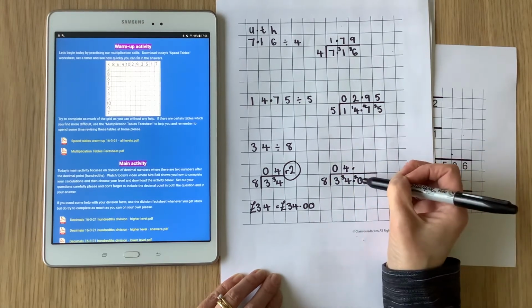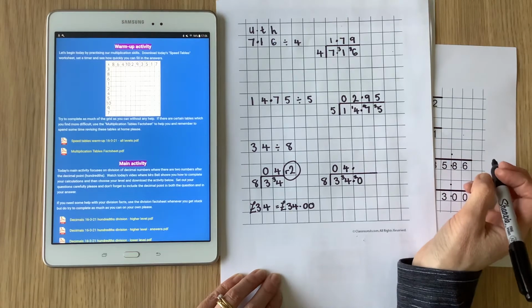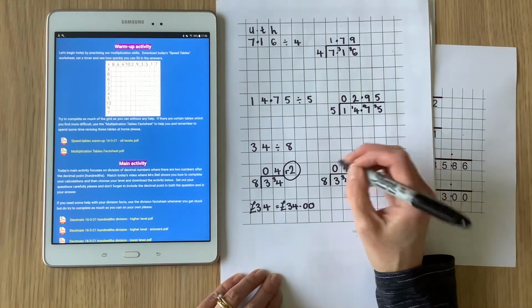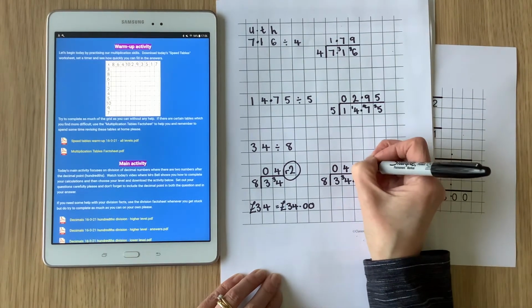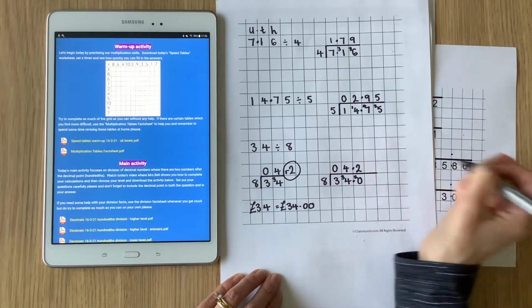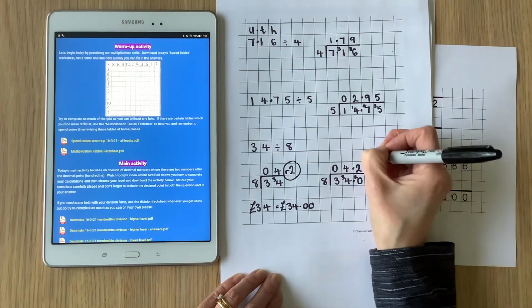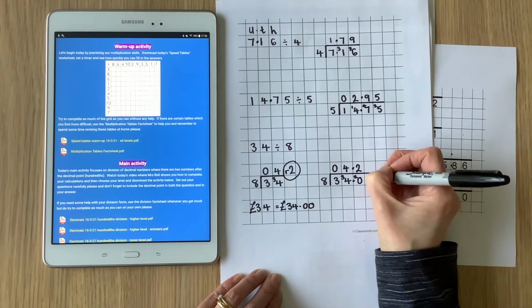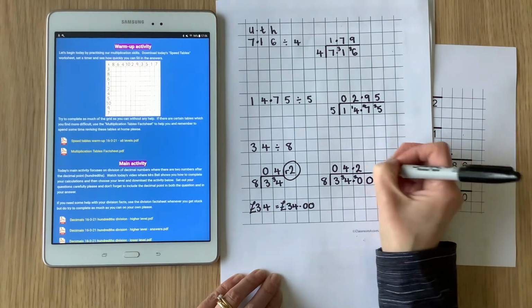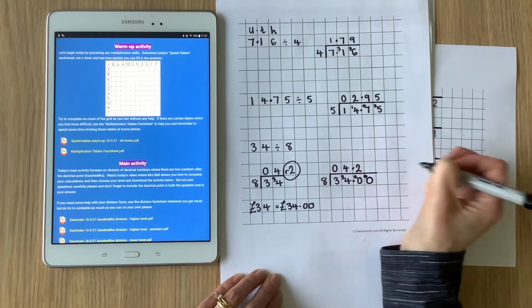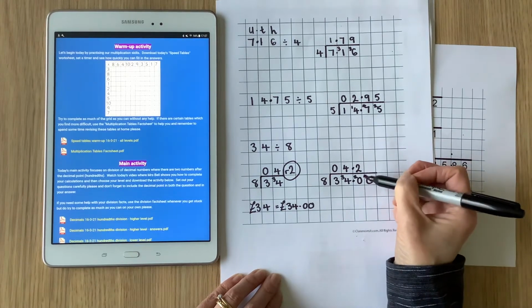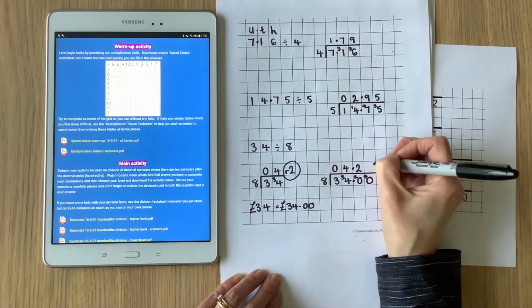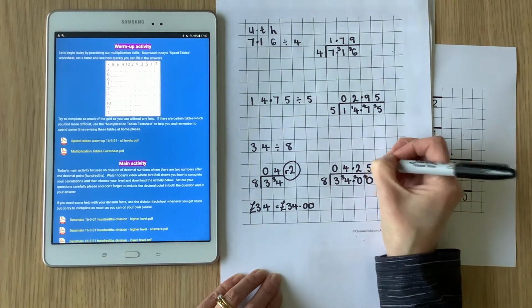Can I finish it off? 20 divided by 8? What's 20 divided by 8? It doesn't go in completely, does it? 2 8s are 16, but I've still got a remainder of 4. Now, I don't want to write remainder 4 here. So what I'm going to do is put another 0 in, bring that 4 over. 40 divided by 8 is, yeah, it's 5.